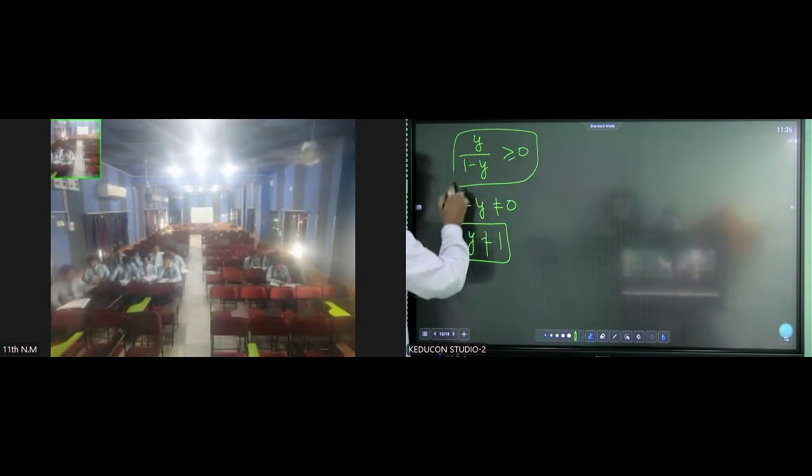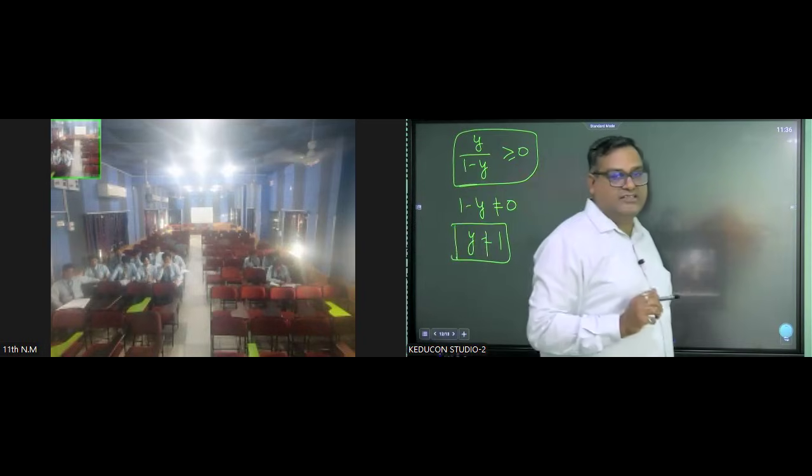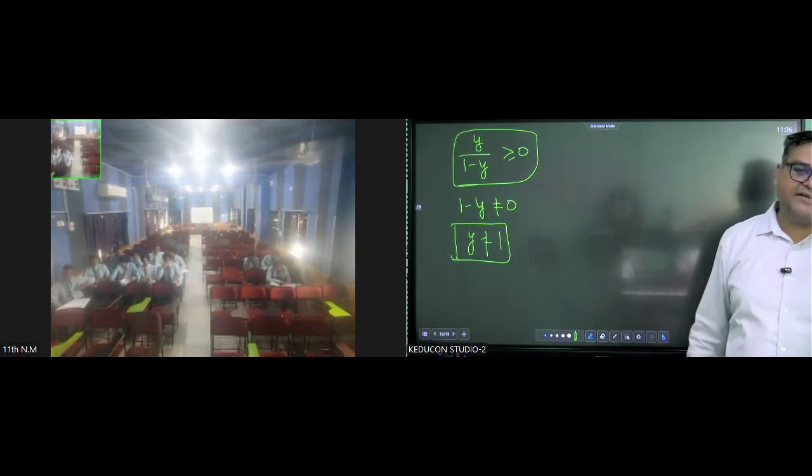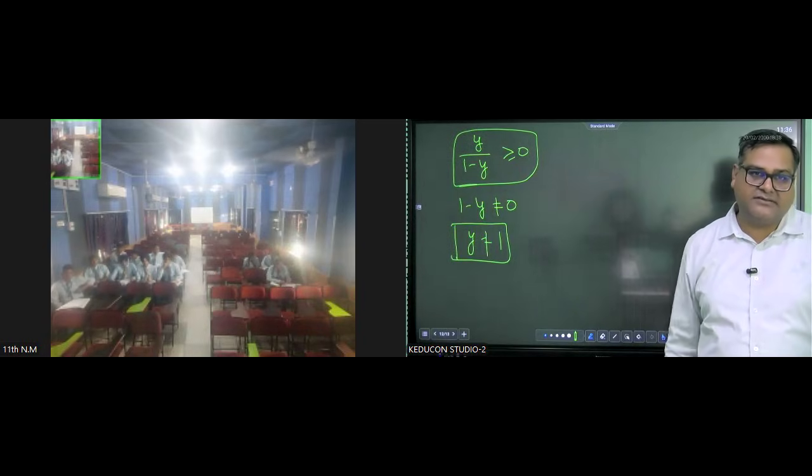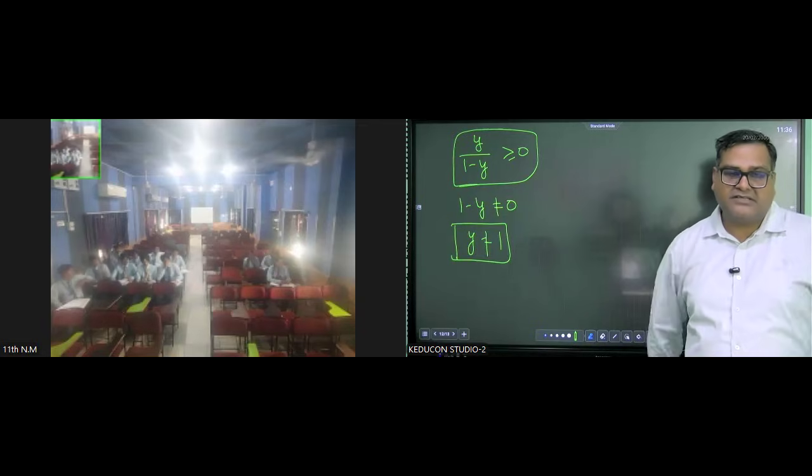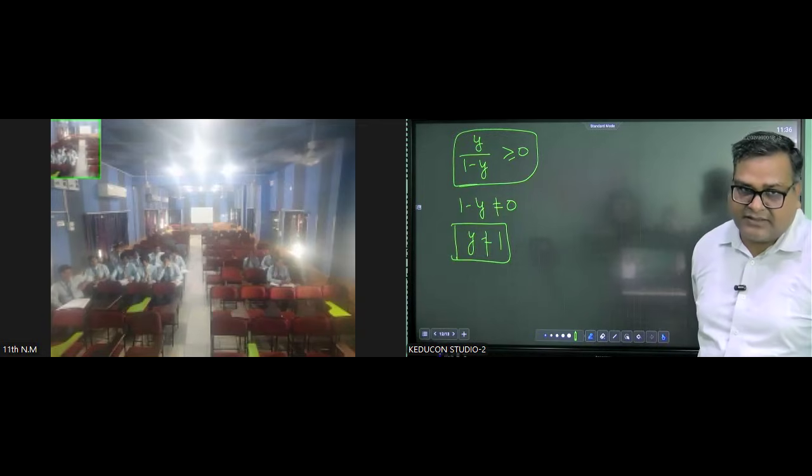दूसरा इस inequality को solve करना है जी. How to solve this inequality? Can anybody tell me how to solve this inequality? Yes, बताएंगे जी.